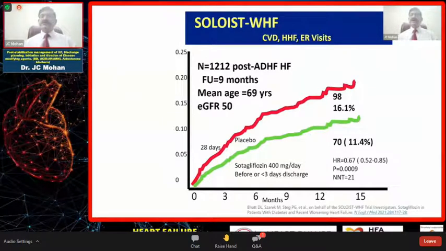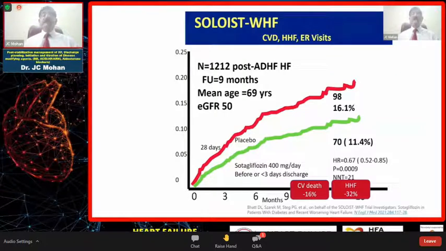The best trial one can think of in a stabilized HFrEF patient is the SOLOIST-WHF trial. Although a small trial, abruptly terminated, it clearly showed that giving sotagliflozin in these patients reduced the primary endpoint of death and hospitalization for heart failure by 33%. There was a decrease in cardiovascular death, and there was a significant reduction in hospitalization for heart failure.